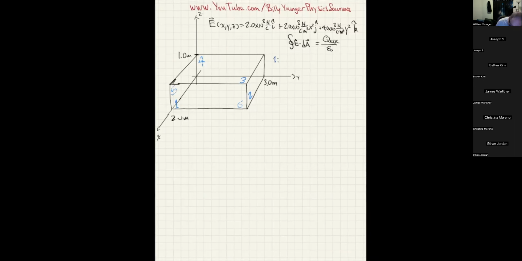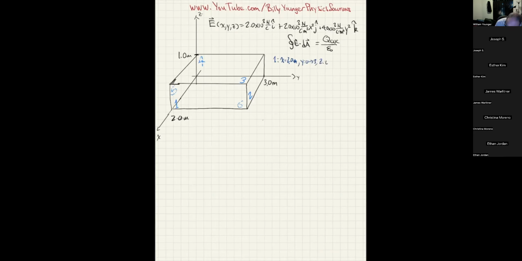if I hadn't erased so much of this, it'd be a little bit more obvious. But on surface number 1, we can see that X is equal to 2.0 meters. Okay, I also see that on surface number 1, the Y goes from 0 to 3. And the Z goes from 0 to 1.